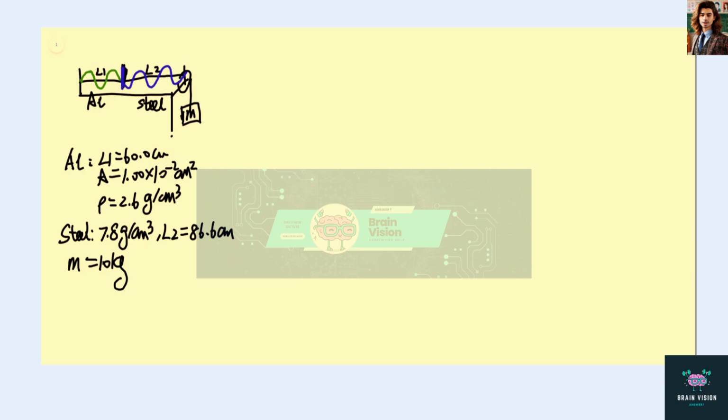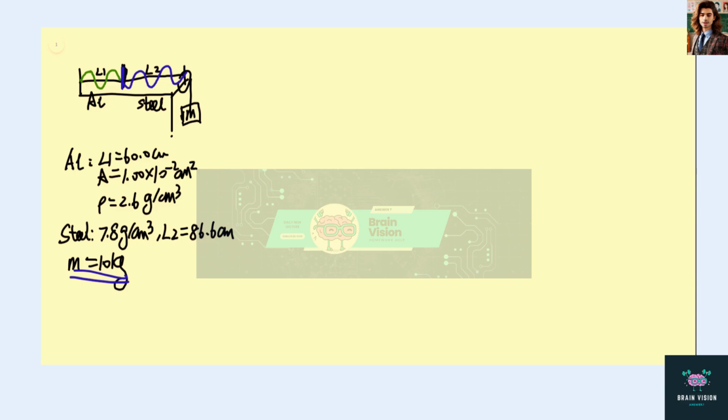And that is because aluminum and steel have different mass density. They have the same tension, because the same mass induces the same tension, but they have different densities, so they will have different velocity, and because of that, the wavelengths may be different on these two sections of the wire. So let's first calculate the ratio of the velocities.